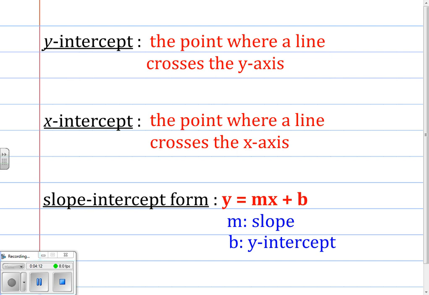The y-intercept is the point where a line crosses the y-axis. It's where we start graphing. The x-intercept is the point where a line crosses the x-axis. Usually not quite as helpful as the y-intercept, but definitely something you can look at. Slope-intercept form is super important. That's y equals mx plus b. M is the slope, and b is the y-intercept.